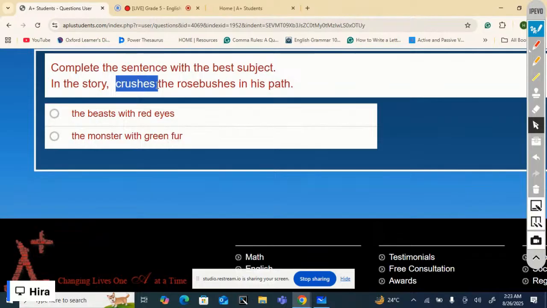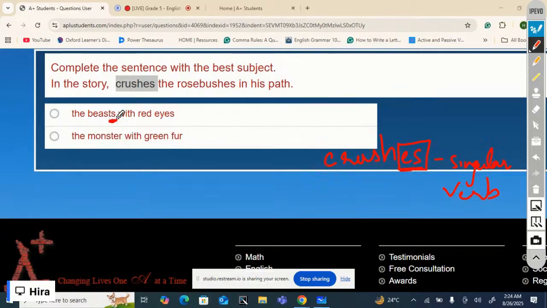Crushes is a verb which ends in es. Crush is the verb, and es is added. It means it's a singular verb. Well, if the verb is singular, the missing subject must also be singular. Now, which subject is singular? We have two options: the beasts, more than one, with red eyes, or the monster with green fur.